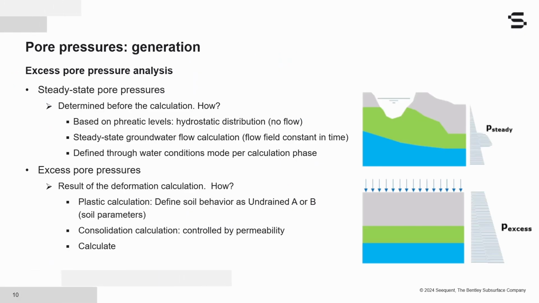So as we saw in an excess pore pressure analysis, we have the steady state and we have the excess pore pressures. So the question now is, how do we determine those two types in Plaxis? The steady state pore water pressures can be generated by either assuming a hydrostatic condition using a phreatic line input, which is either with a global or a cluster approach, or they can be generated through the use of a steady state groundwater flow.